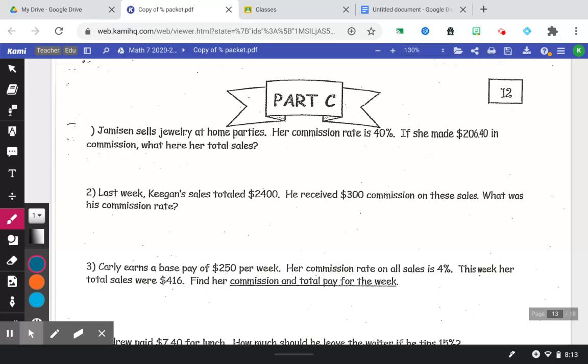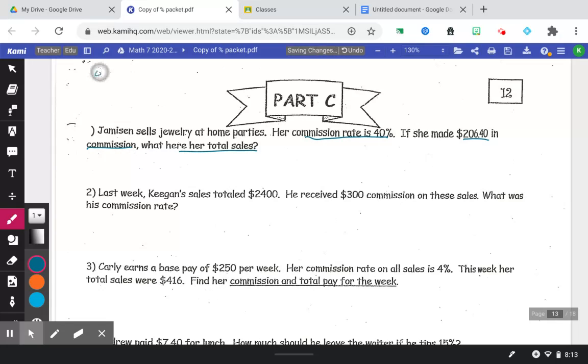Okay, so I'm going to go through each one of these questions. I'm going to go kind of quick because you guys can pause and rewind and go back and rewatch particular questions on your own. All right, so Jasmine sells jewelry at home parties. Her commission rate is 40%. If she made $206.40 in commission, what were her total sales?